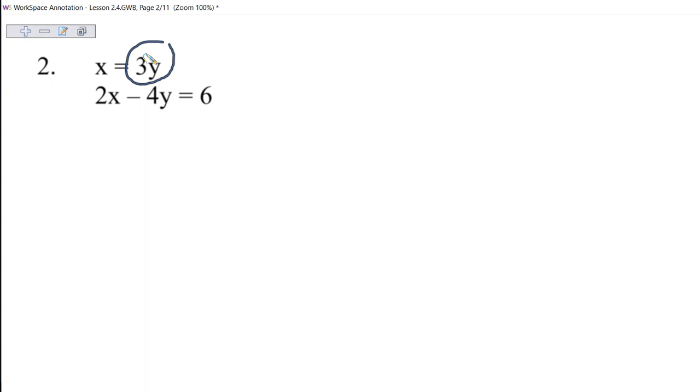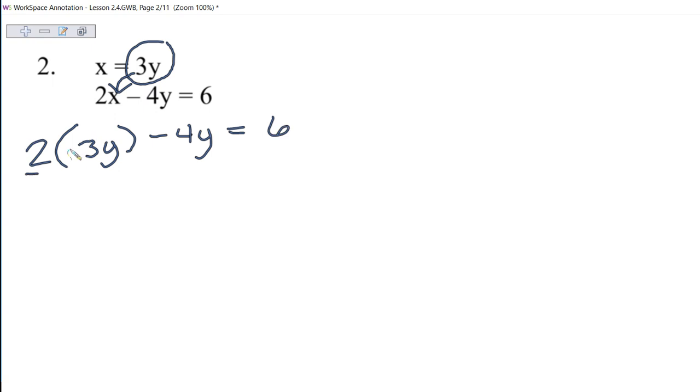Now, that's in the top equation. We need to substitute it into the bottom equation. So since this is what x equals, draw an arrow to the x. So instead of that x in the bottom, we are substituting in a 3y. Now, if you already have a number in front, you'll have to use parentheses. So the 2 is out front, so use parentheses. And instead of x, what are we replacing the x with? 3y. Then write the rest of the equation. Minus 4y equals 6.